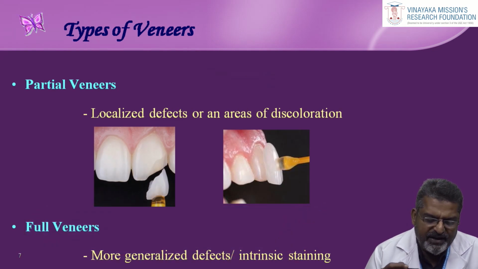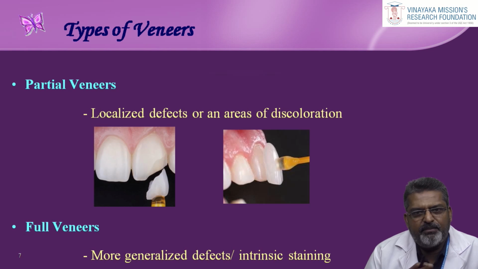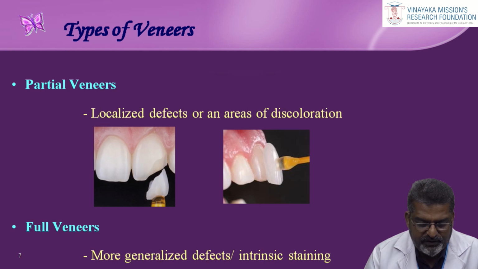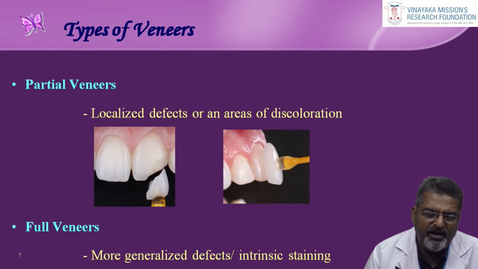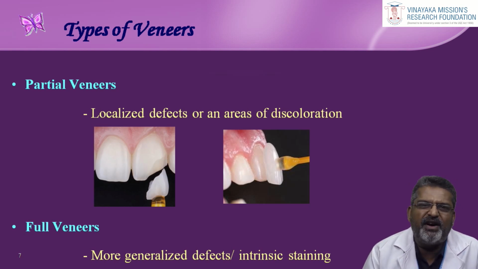The next type of veneer is called a full veneer. As the name says, it is a full veneer, where you involve the entire tooth surface. The entire labial surface of the tooth is involved in replacing or correcting the defect, masking the discoloration, or any alteration which is needed for that particular tooth surface. So these are the types of veneer based on the amount of replacement you are going to give.